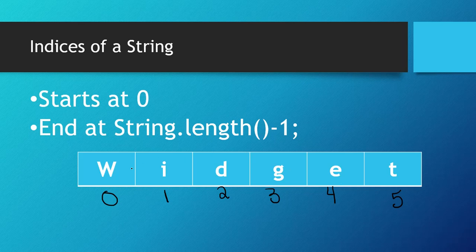Now, the length of this string is 6, right? 1, 2, 3, 4, 5, 6. The last index of this string, however, is its length minus 1, aka 5. That's always a good thing to keep in mind. The last character of a string is length minus 1. A lot of times that's going to be very useful, especially as we get to what's known as loops or iteration through strings.